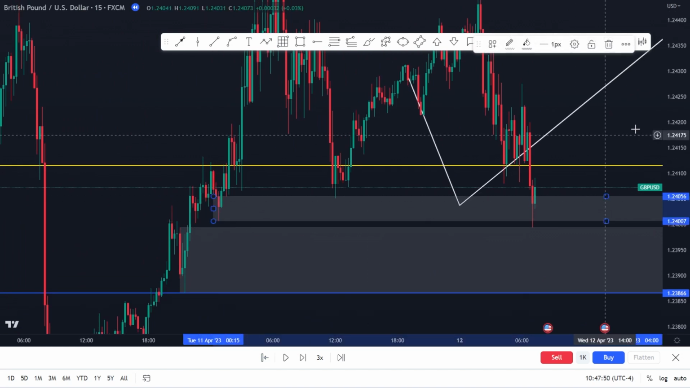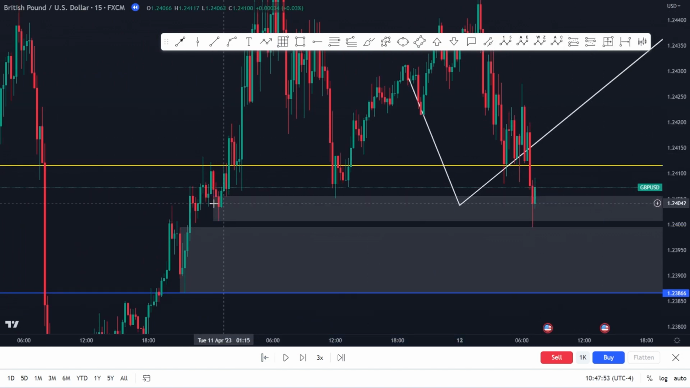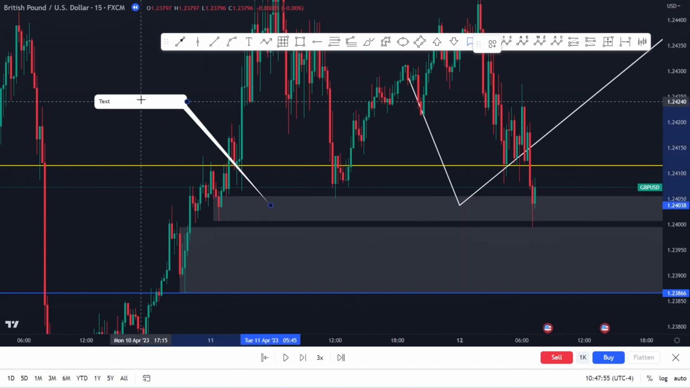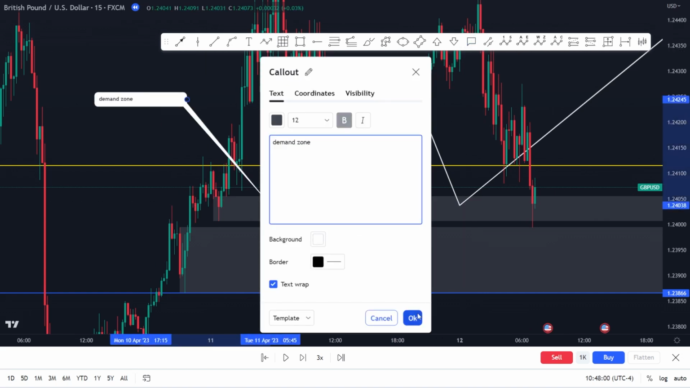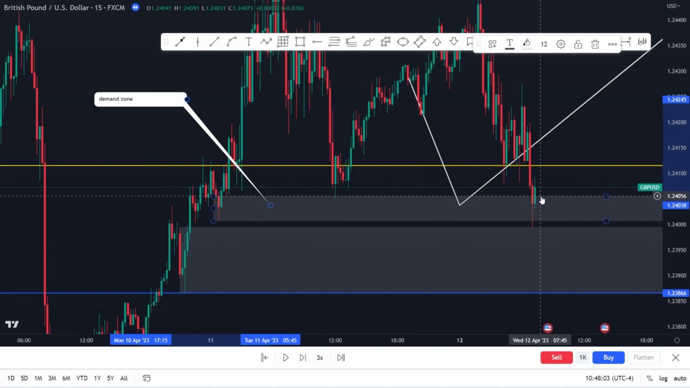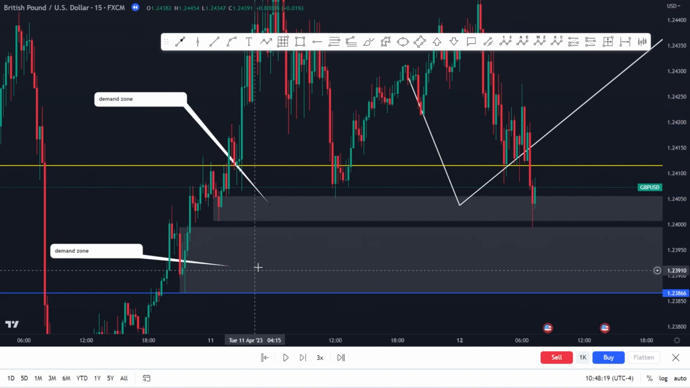We can literally see that the market came to this demand zone over here, guys. We can see that price traded below the demand zone right now. Okay, price touched this demand zone below, so that means this one failed.